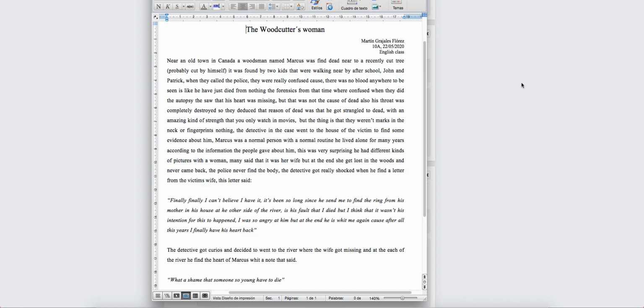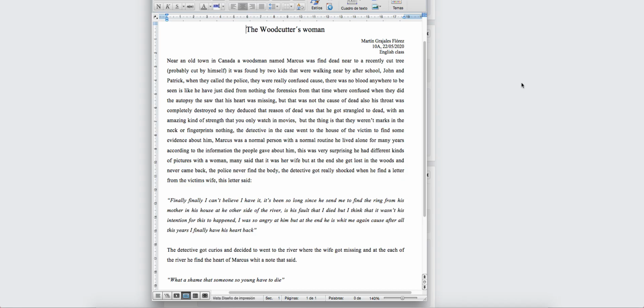The neighbors said that he had a life, but it appeared under really weird circumstances. So when the detective went to the house to search for evidence, he found near the bed a letter that said, I can't believe it. It's been so long since he sent me to find the ring from his mother at his house on the other side of the river. It's his fault, but I think that it wasn't his intention for this to happen. I was so angry at him, but in the end, he is with me again, because after all these years, I finally have his heart.